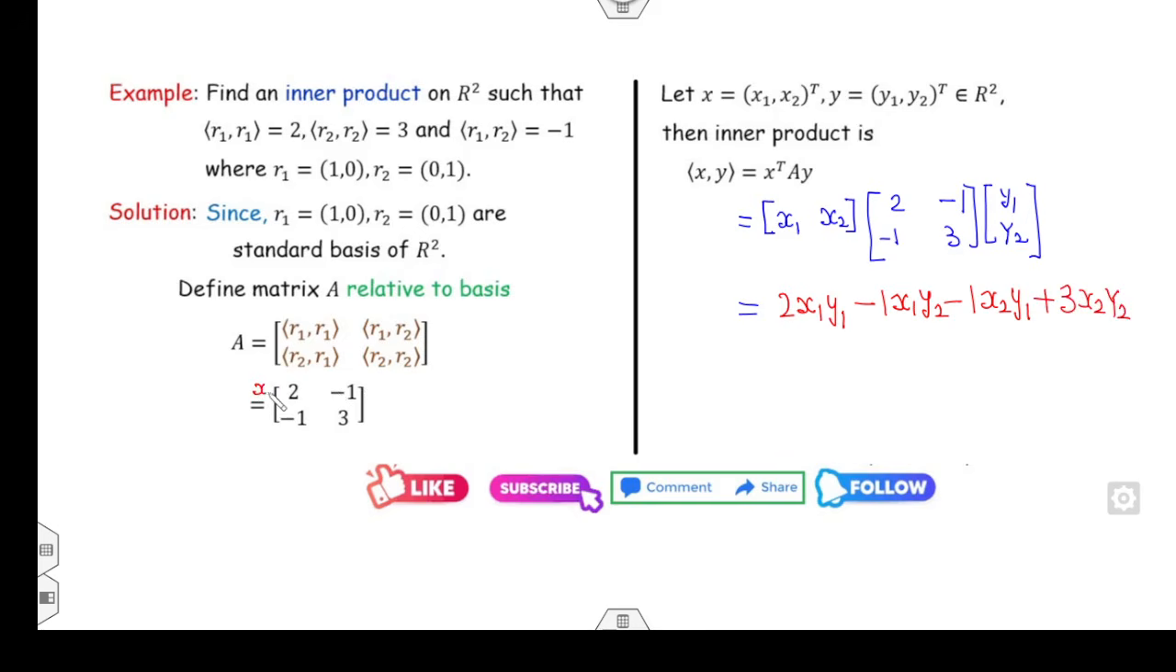Fine. If you write the first value as x1, x2 and the second as y1, y2, you can see the first number will be twice x1 y1.